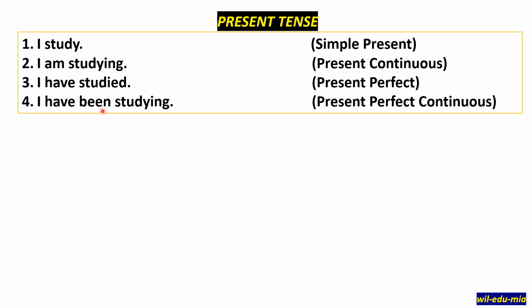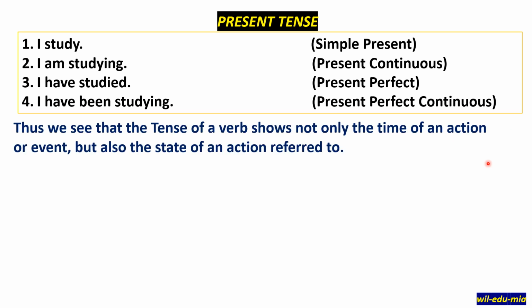The fourth sentence, I have been studying. Here the verb shows that the action is going on continuously and not completed at this present moment. So the verb is in present perfect continuous tense. So thus we see that the tense of a verb shows not only the time of an action or event, but also the state of an action referred to.